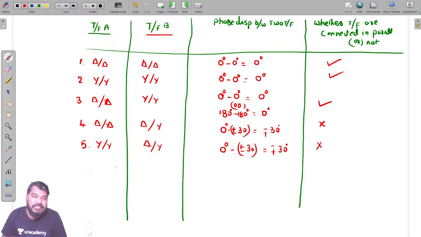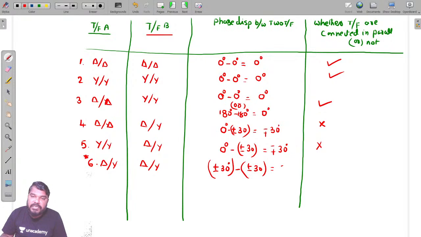Okay. And the sixth one, suppose if we take the sixth connection, so one is the delta star, and another one is also delta star. This is a very important one. So if both are delta star, one is a plus or minus 30 degree connection, and the minus of the plus or minus 30 degree connection, so that it is equal to 0. Therefore, this connection is possible in parallel. So these two transformers are connected in parallel.